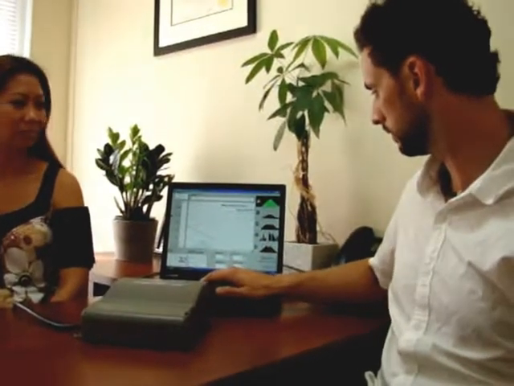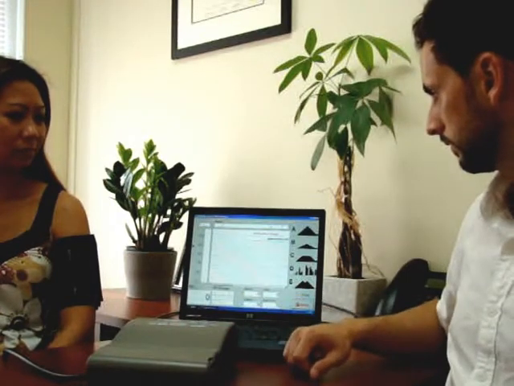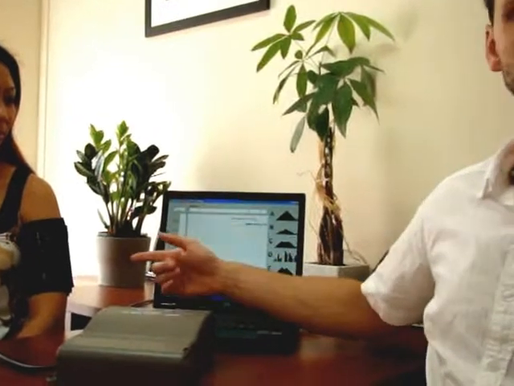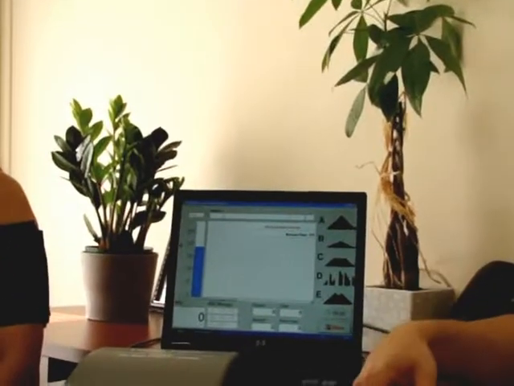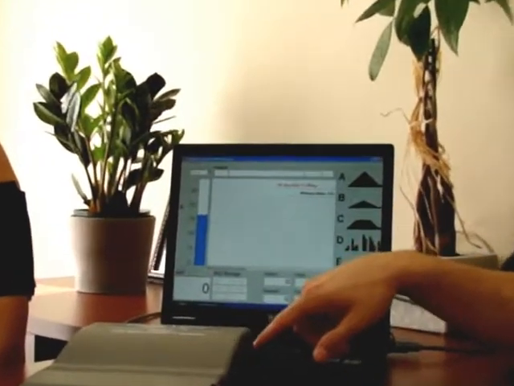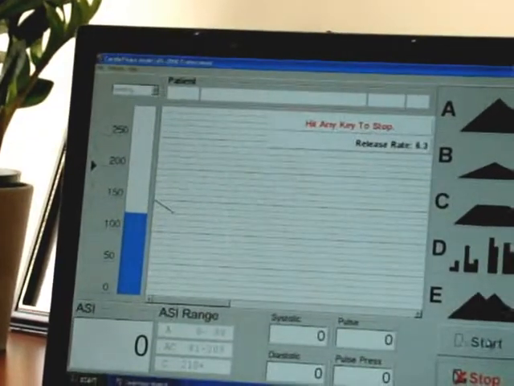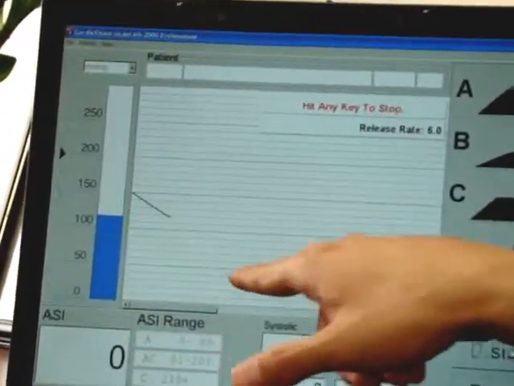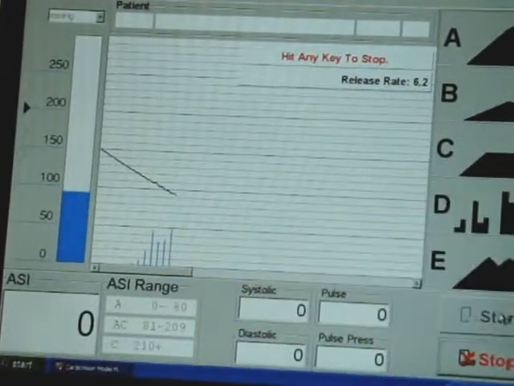Now I'll demonstrate how the cardiovision works. So as the blood pressure cuff inflates, you see the pressure reading on the left here. And now as it deflates, you'll see that there will be blood pressure readings that show up on the screen. There's the pressure line as it comes down. And here's her blood pressure readings.